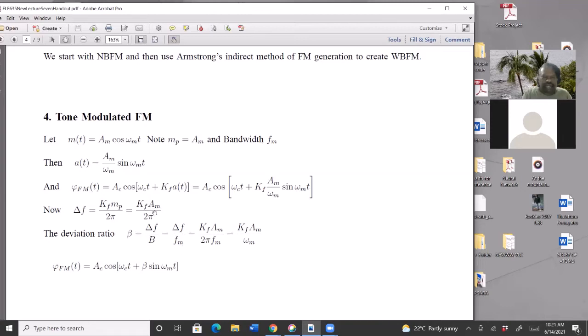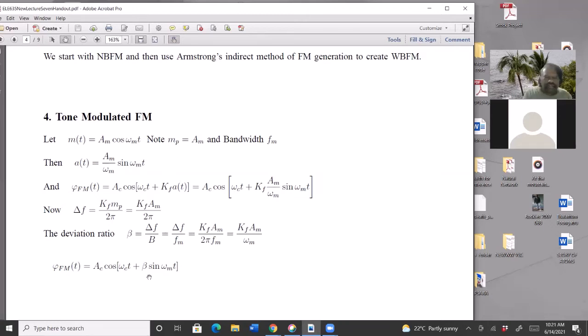At this point I plug this in, and what transpires is k sub f A sub m over omega m turns out to be exactly equal to beta. So here I write beta.